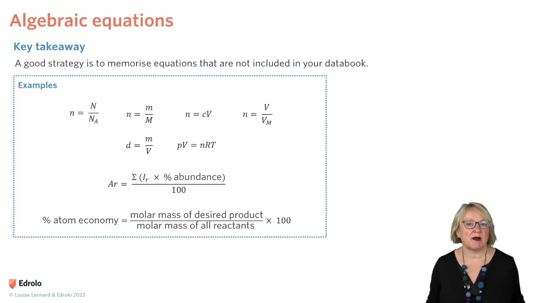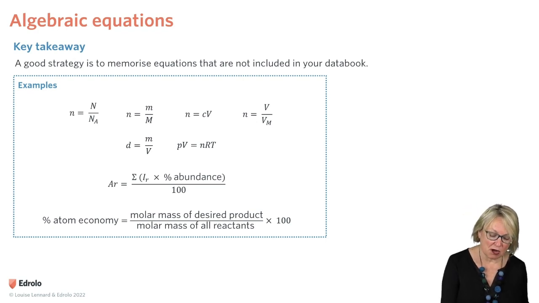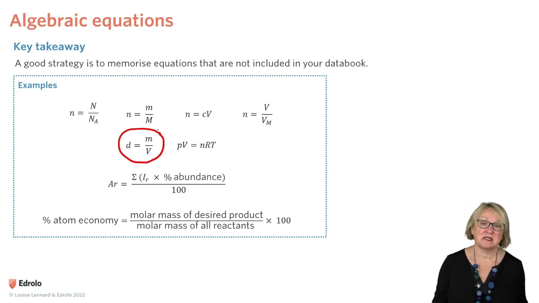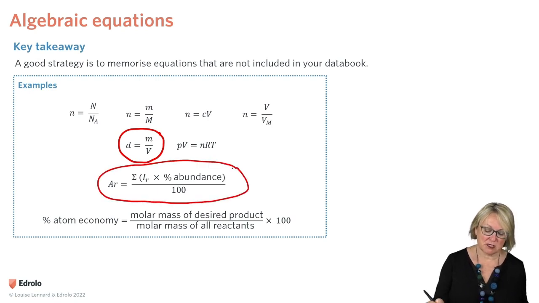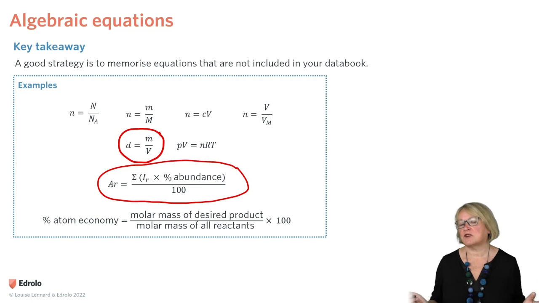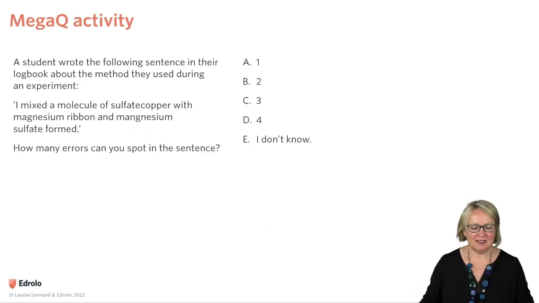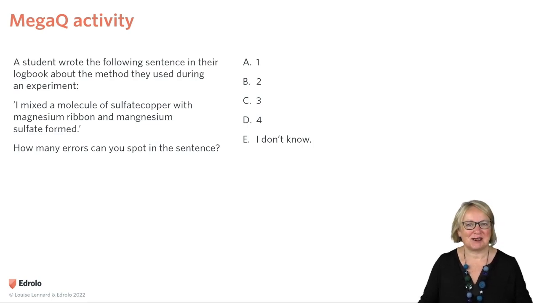Often we use algebraic equations or mathematical equations in our data processing, and a lot of the equations are given to you in the data book. One that's often not in the data book is the density equation and also the relative atomic mass formula. So they're useful formulas to memorize if they're not already in your data book. So here we have a mega question activity. A student wrote the following sentence in their logbook about the method they used in the experiment. Read that and answer the question.